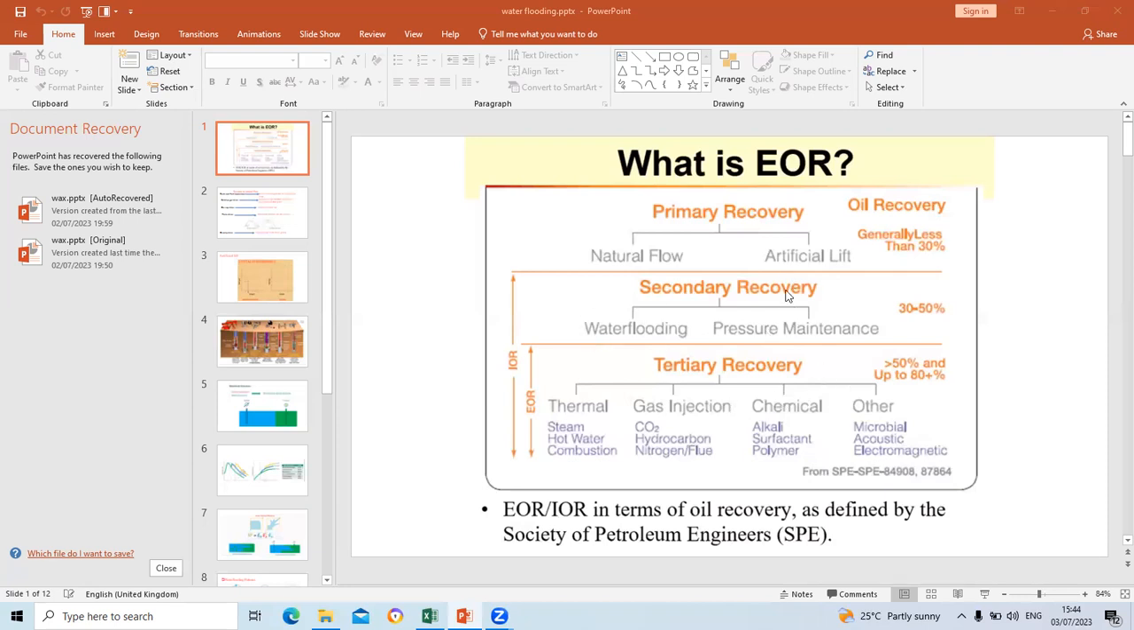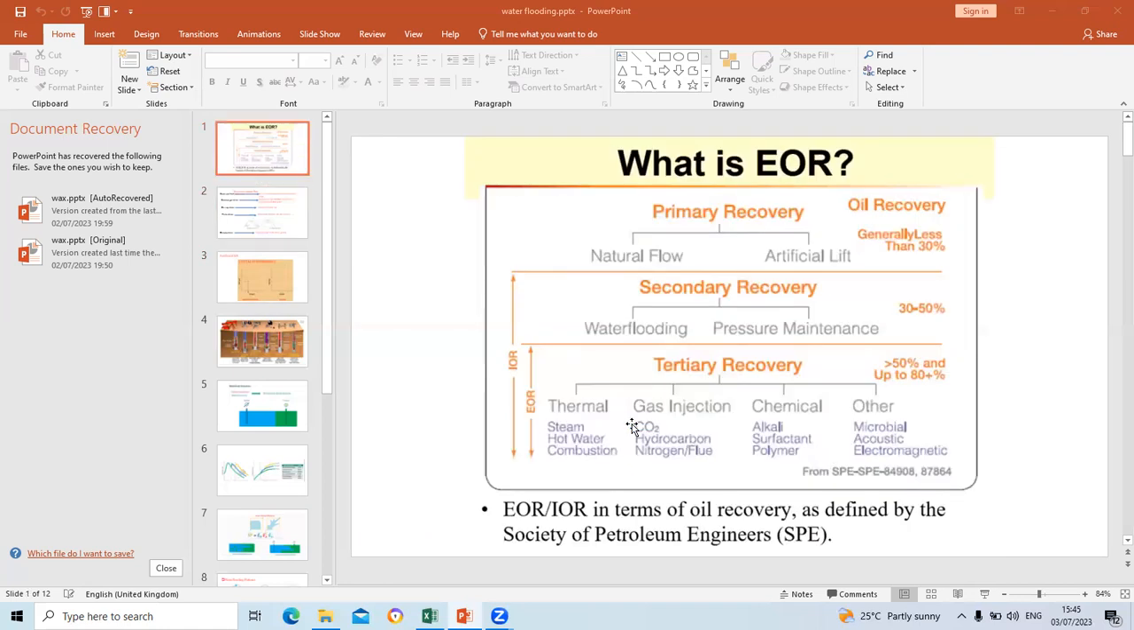So when the secondary mechanism fails, they have to go into the tertiary recovery. You realize that beyond the secondary recovery is what we call enhanced oil recovery. Beyond the primary recovery, everything that starts from the secondary is what we call improved oil recovery. So these are other techniques that are applied beyond the primary methods.